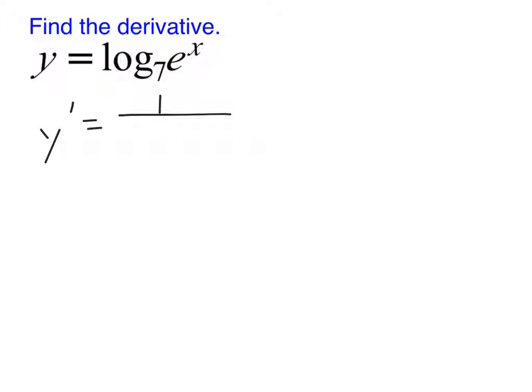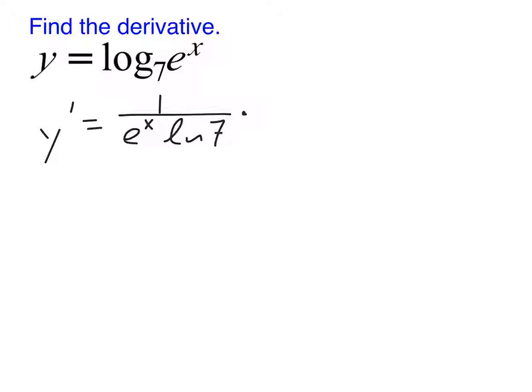1 over whatever is inside of our logarithm, so that's e to the x. But notice this one's not natural log, it's log base 7. So we're also going to have ln 7 in the denominator. But now we're not done, because remember, it's chain rule. So that's the derivative of the outer function.